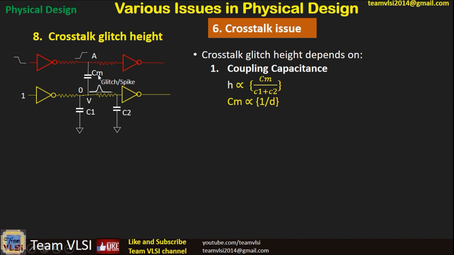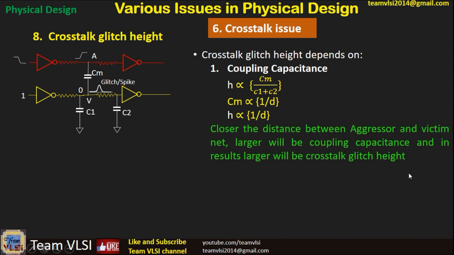So in lower nodes, as we know, our routing nets come closer and closer as our technology nodes shrink. So this mutual capacitance is going to increase, and if our coupling capacitance is going to increase, it is more prone to crosstalk. Glitch height is inversely proportional to the distance between two nets. So the closer the distance between aggressor and victim nets, the larger the coupling capacitance, and as a result, the larger the crosstalk glitch height. The second factor is aggressor drive strength.